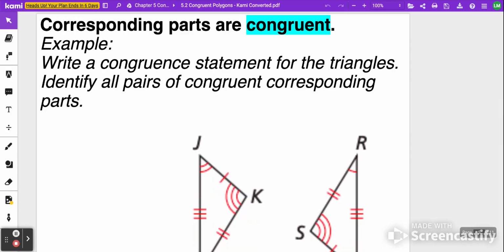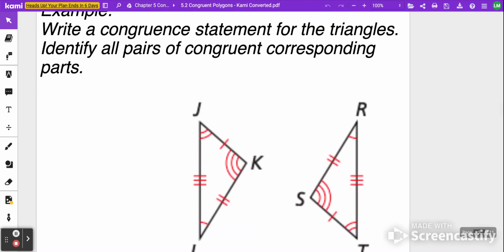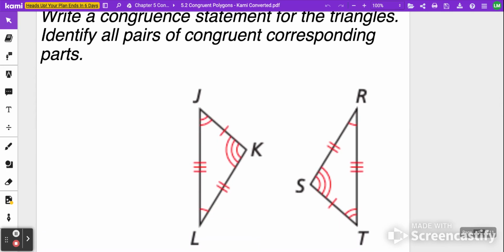Corresponding parts are always going to be congruent. So when we look at these two shapes here, it says write a congruence statement for the triangles and identify all parts of the congruent corresponding parts. We just want to make sure we pay attention to the tick marks and the arcs that are inside the angles and identifying the sides.